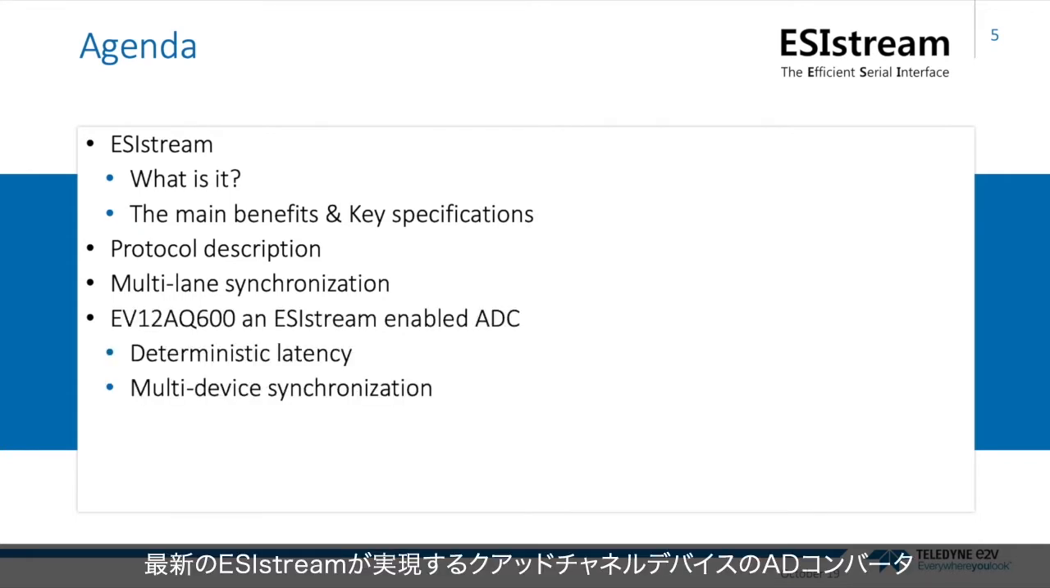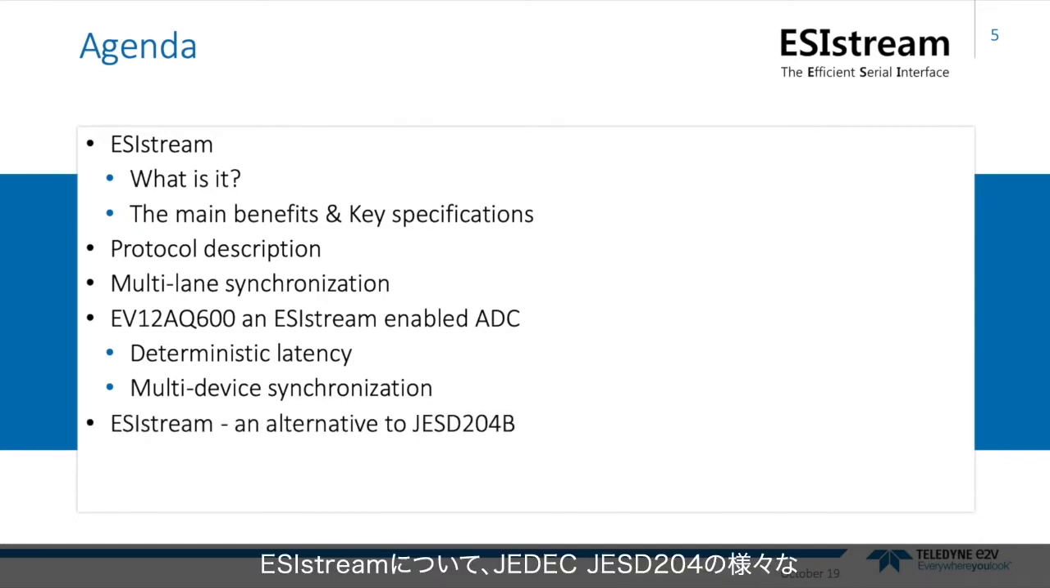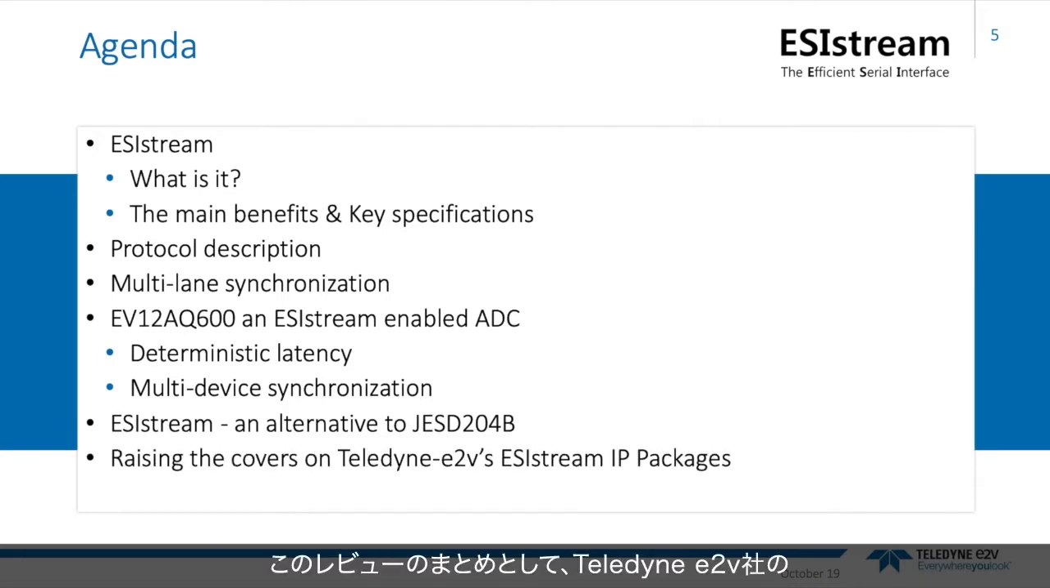And then we'll look at a practical application of ESIstream, and we'll refer to a high-speed gigahertz bandwidth quad ADC, the EV12AQ600. This is a product that demonstrates deterministic latency and allows for the synchronization of multiple devices. We'll then look at ESIstream as an alternative to JEDEC JESD204. And then we'll raise the covers on Teledyne E2V's new ESIstream IP packages. And finally, we will wrap this seminar up with a discussion of some frequently asked questions.